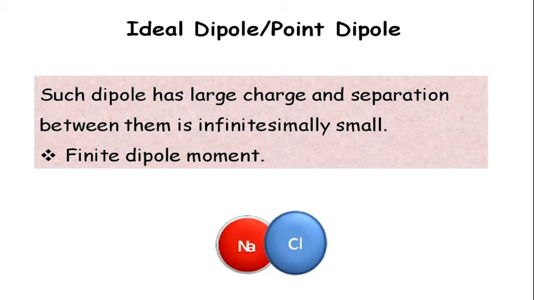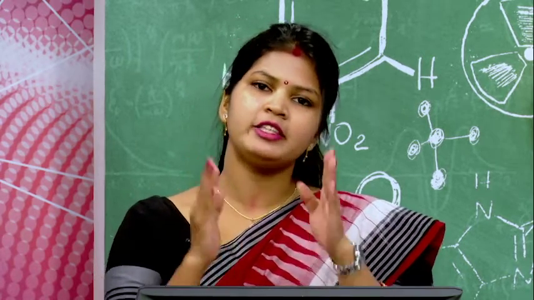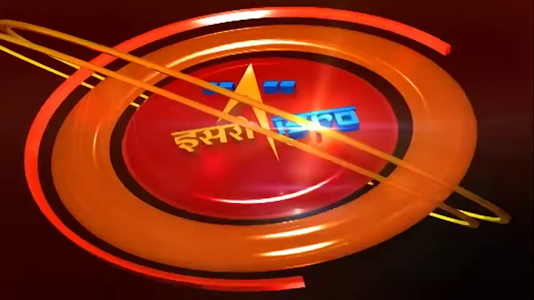What is an ideal dipole, or point dipole, or you can say a pure dipole? Such dipoles have a large charge and the separation between them is infinitesimally small. Those dipoles are called ideal dipoles or point dipoles. But it has some dipole moment. The dipole moment is not 0, it has some finite dipole moment. Okay, clear?